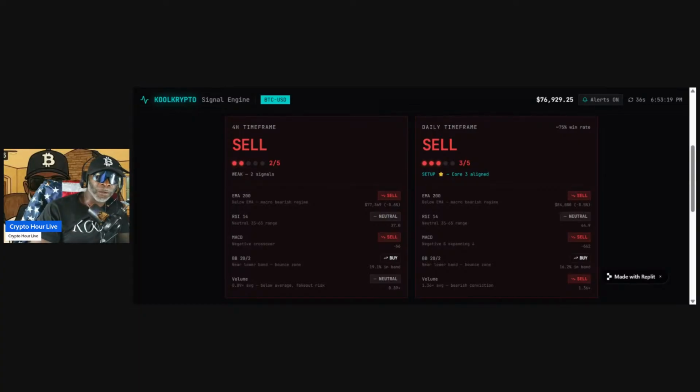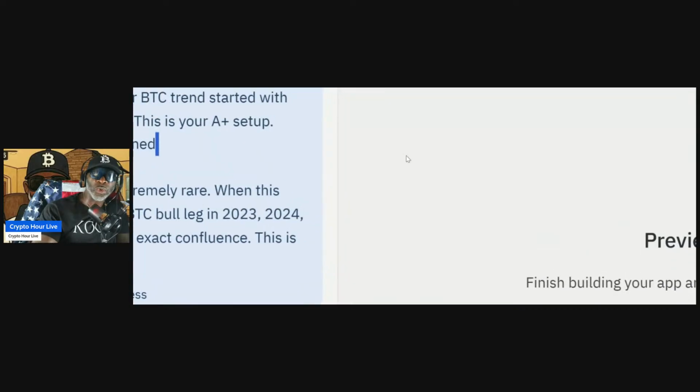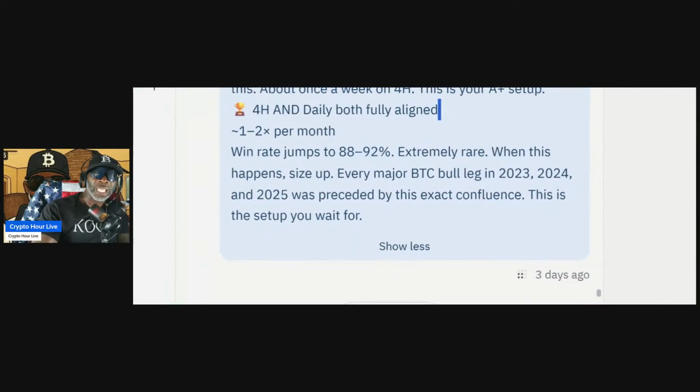This is unbelievable. So imagine you guys knowing this ahead. Imagine if you guys knew this in 2021. Imagine if you guys knew this or saw this when Bitcoin was at 120K.